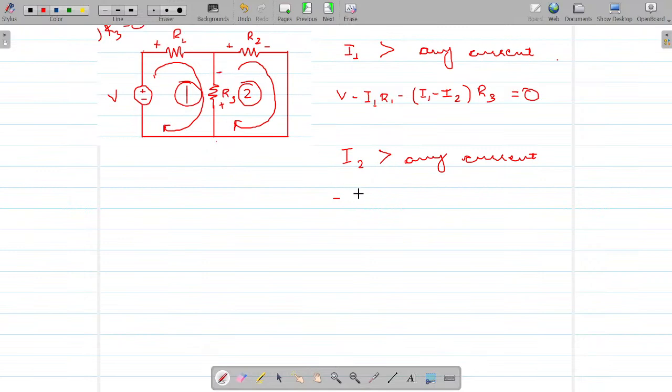So now this time tell me, will it be I2 times R2, right? Minus, tell me, this time again I2 is greater than any other current, so can I write I2 minus I1 times R3 is equal to 0, right? So this is what is called the basic mesh analysis.